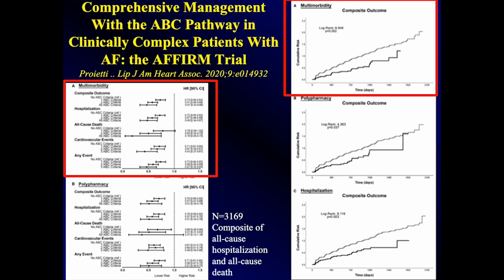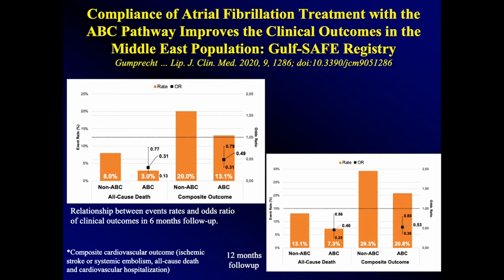And if you do look at the components of the primary outcome, whether it's hospitalization or mortality or cardiovascular events or any event, the ABC compliant patients did significantly better than the non-ABC compliant patients. We now have the ABC pathway tested in different populations, and recently published was an assessment of compliance with the ABC pathway in the Middle East population. This was from the Gulf SAFE Registry.